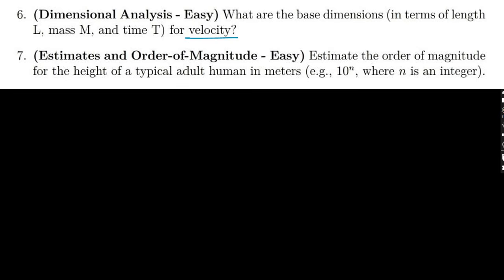Okay, velocity, guys, is defined as the rate of change of displacement over time. Displacement is actually length. So the dimension of length is L. You watched the first video, so you're not going to find any problem with this. Then for time, it is T.